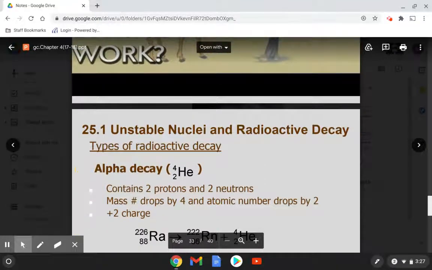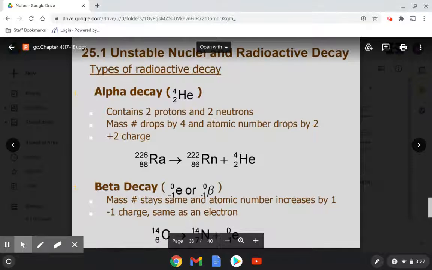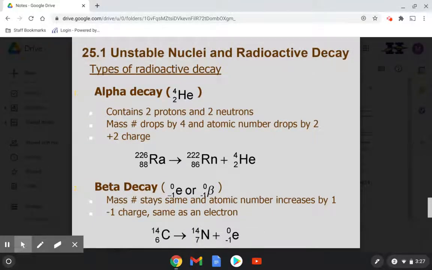And so when we look at the types of radioactive decay, there are going to be a lot of different types. The first one is alpha decay. For example, when we look at helium, it originally contains two protons and two neutrons. But what we see is that the mass number drops by 4, and the atomic number drops by 2.